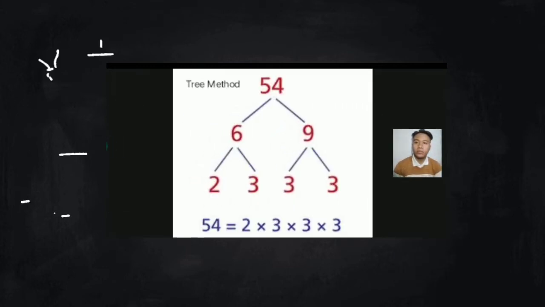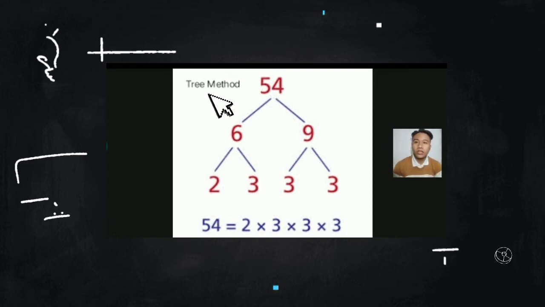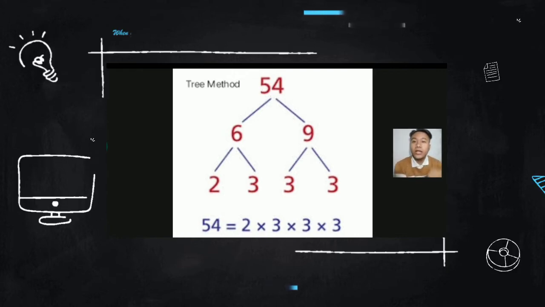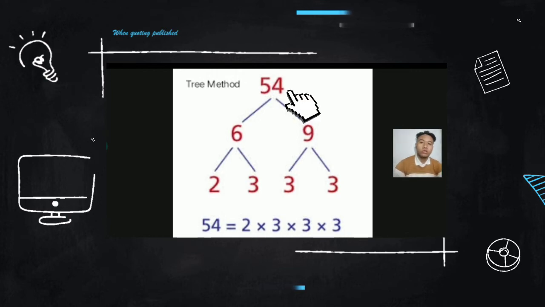So, ito nakita ko sa... Ang ginamit niyang method dito is the 3 method. So, bakit siya tinawag na 3? Halata naman, mukha siyang tree, Christmas tree. So, ganun. So, ang number natin dito is 54.